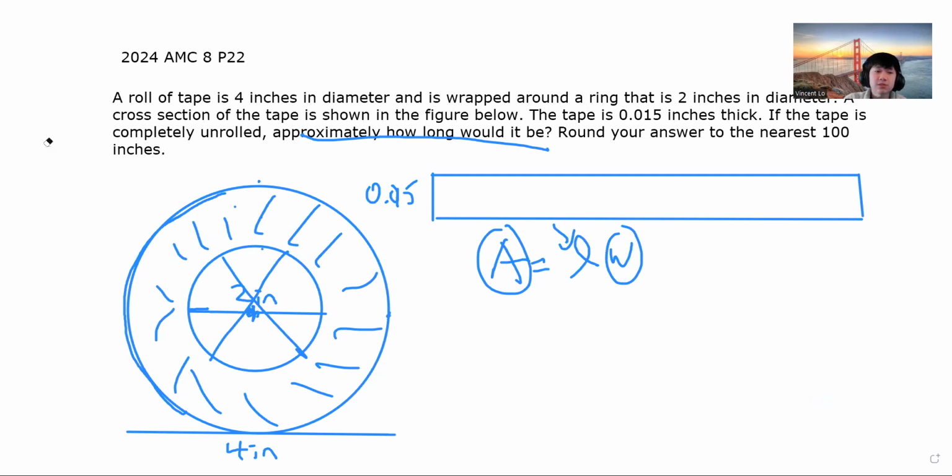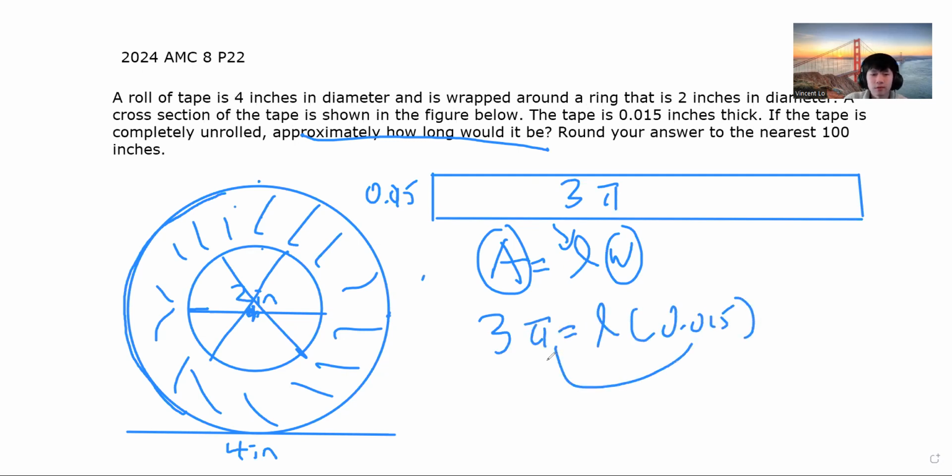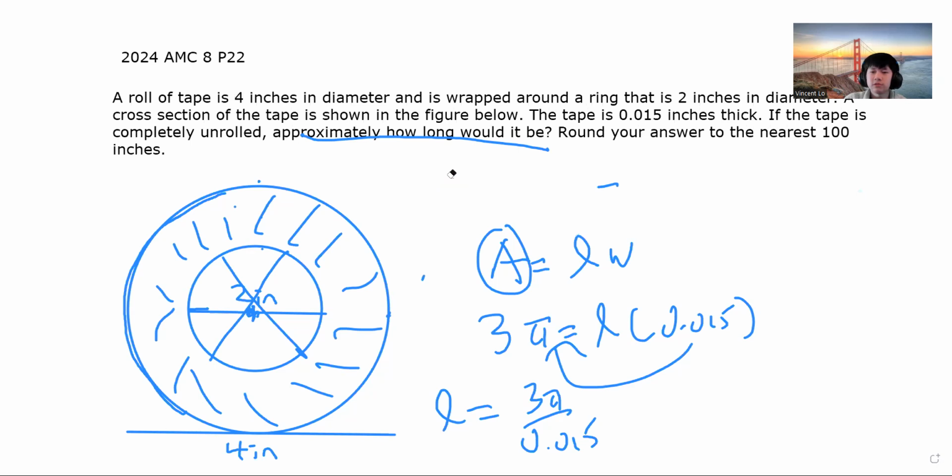We know that it has to be the same as the area of this rectangle because the tape is just being unrolled. The tape isn't changing, so the area should stay the same. So the area is 3 pi. Now we can write it: 3 pi is equal to length times 0.015. Now we move this over to the other side. We get length is equal to 3 pi over 0.015. All right, cool. Now the problem just comes down to approximating what 3 pi over 0.015 is.